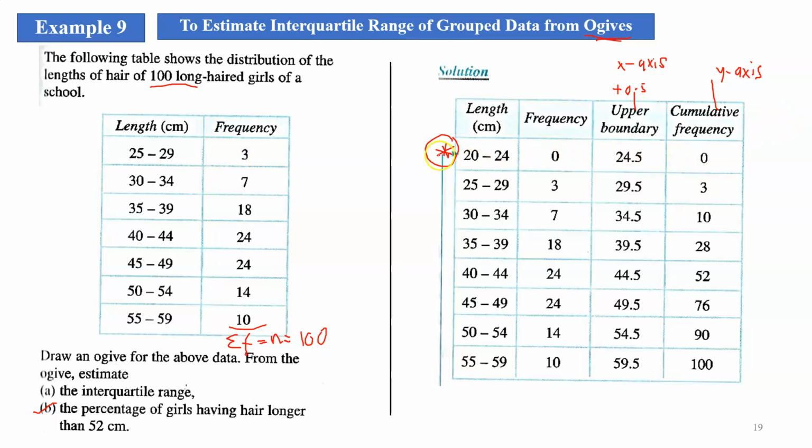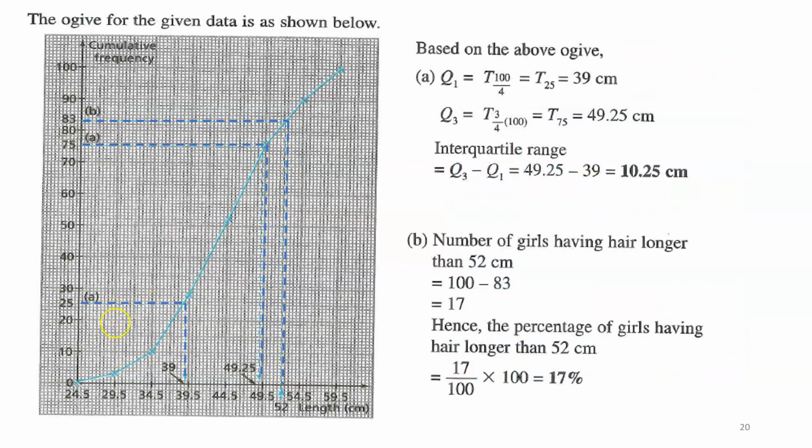Untuk OGIF, sentiasa wujudkan satu kelas baharu di atas ni, yang mana the frequency bermula dengan 0. Ini extra. You kena tambah. Okay, so it start with 20 until 24 lah. So you get this. Now you can plot your OGIF. Ini paksi X, upper boundary. Paksi Y adalah kumulatif. Plot dia.